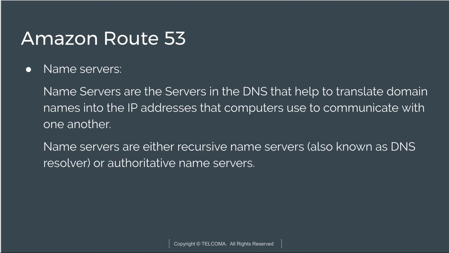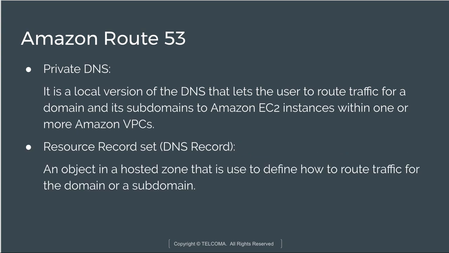Then we have name server. These are the servers in the DNS that help to translate domain names into IP addresses. Name servers are either recursive name servers, which we call DNS resolvers, or authoritative name servers. Private DNS. It is a local version of DNS that basically lets the user route traffic to a domain and its subdomains.